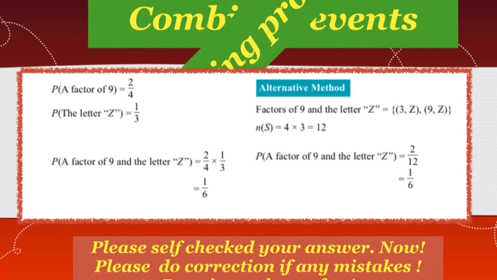Or you may try this method. Factor of 9 and letter Z, you list out first. So you have 3Z and 9Z, right? So after you list out, you count the number of events getting factor of 9 and letter Z, which is 2. And the number of sample space is 4 times 3. Multiplication rule. Okay, 4 times 3 is 12. So the probability of getting a factor of 9 and the letter Z is equal to 2 out of sample space, 12. So the answer is 1/6. Okay, all can do.